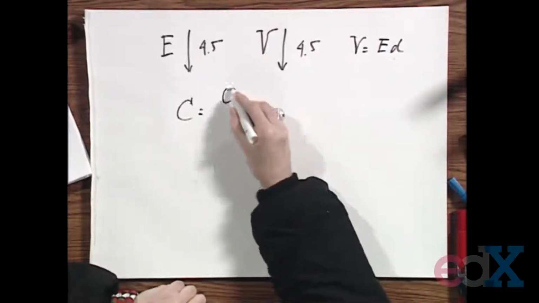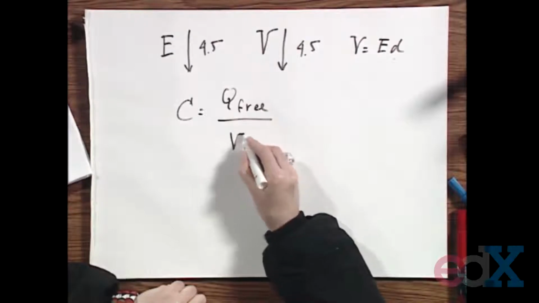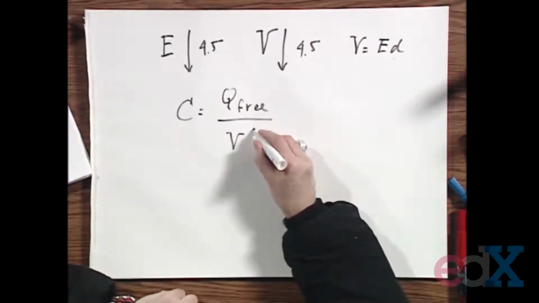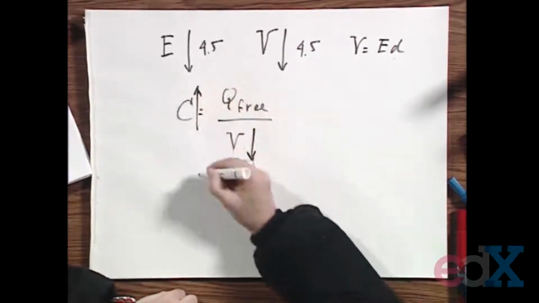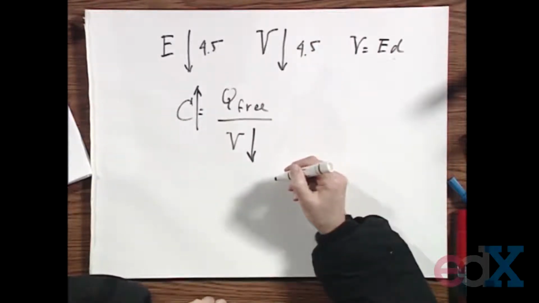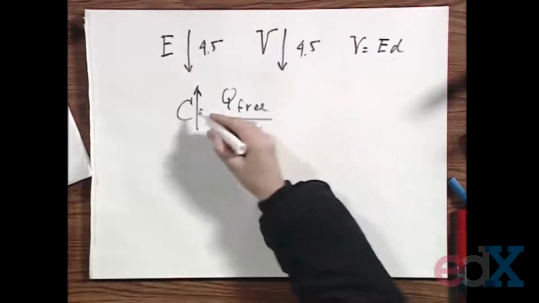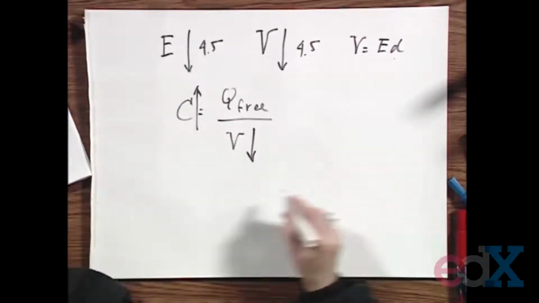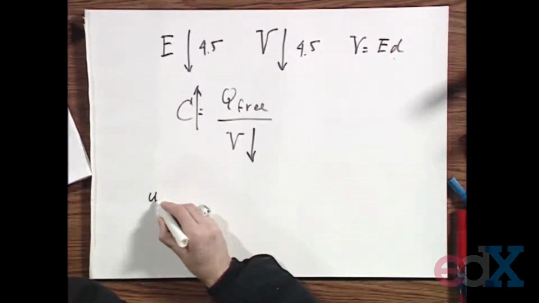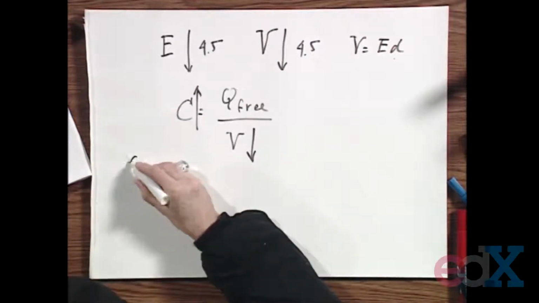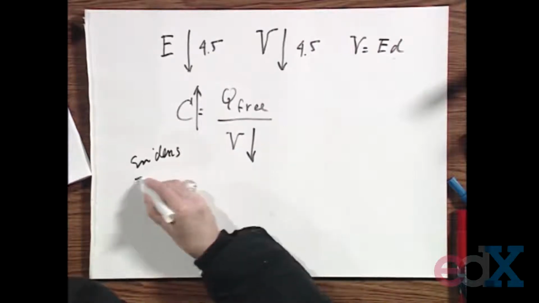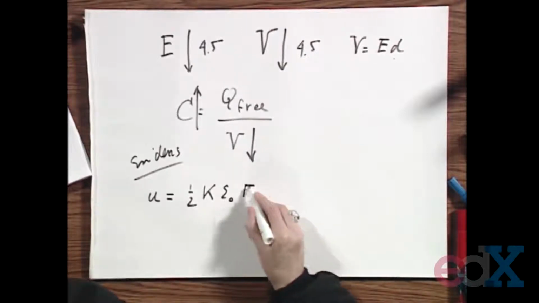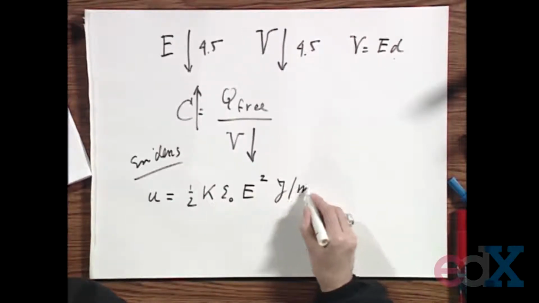C equals Q free divided by the potential difference. Q free is not changing, the potential difference goes down, and so the capacitance goes up by a factor K. So with the dielectric, the capacitance is 4.5 times larger. The little u, which is energy density, how many joules per cubic meter, equals 1/2 times the dielectric constant times epsilon 0 times E squared. This would be in joules per cubic meter.